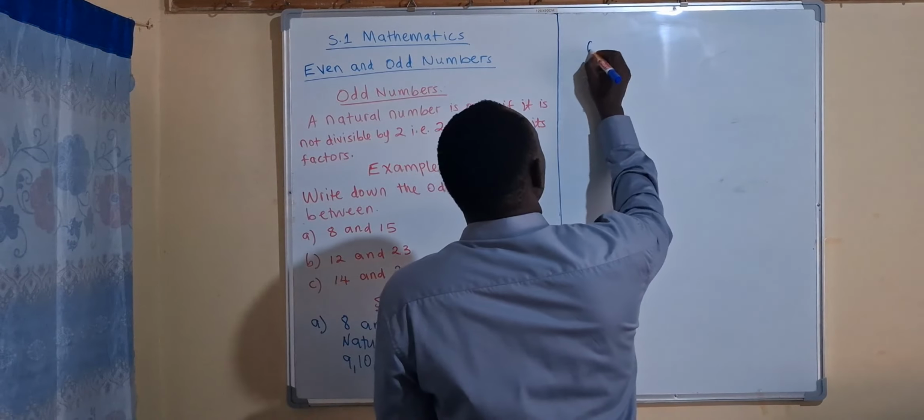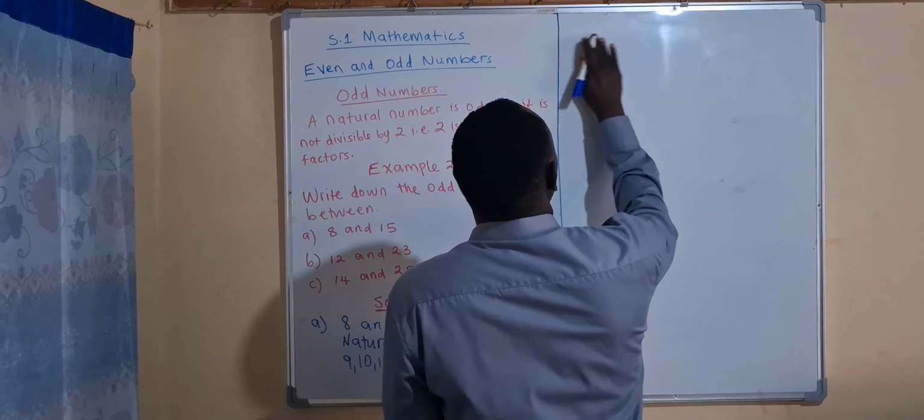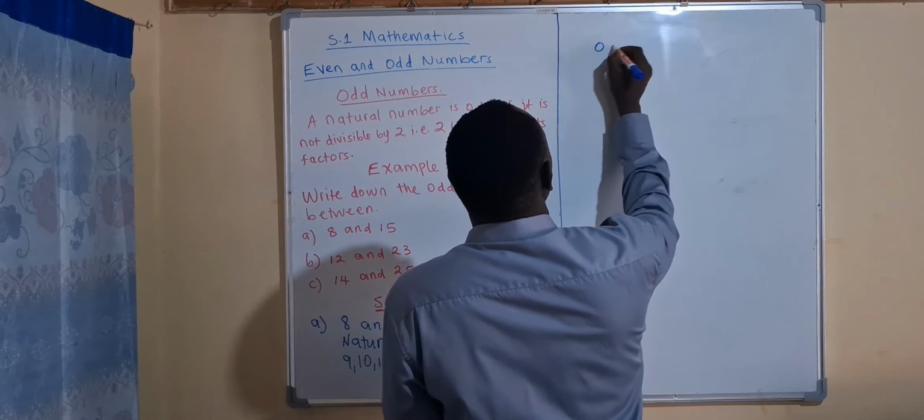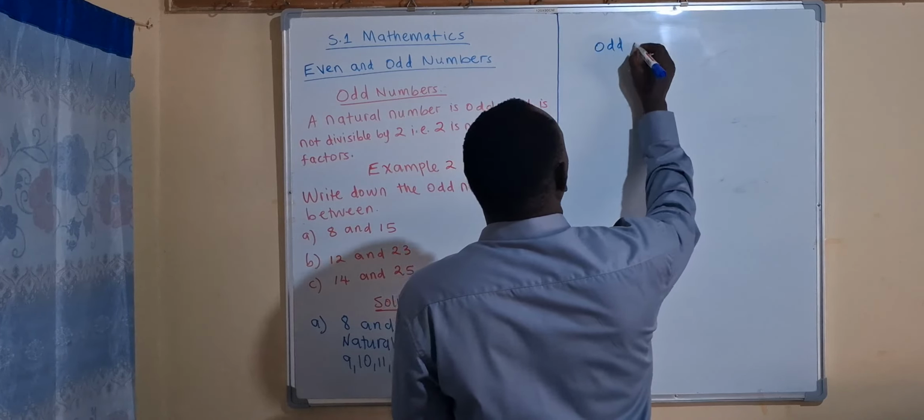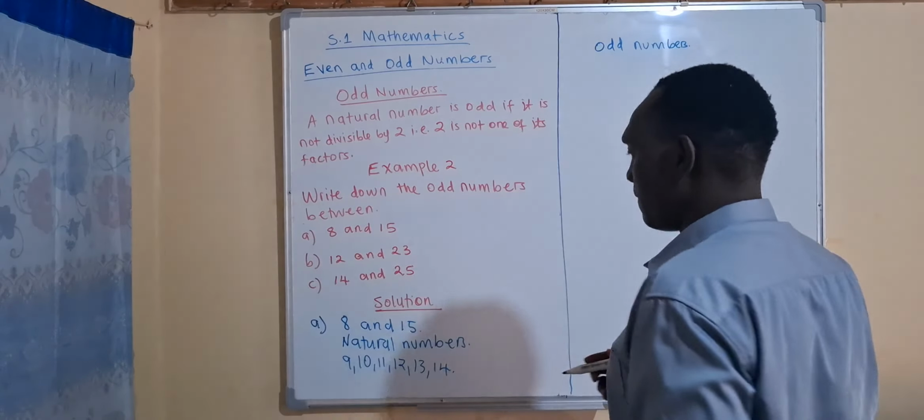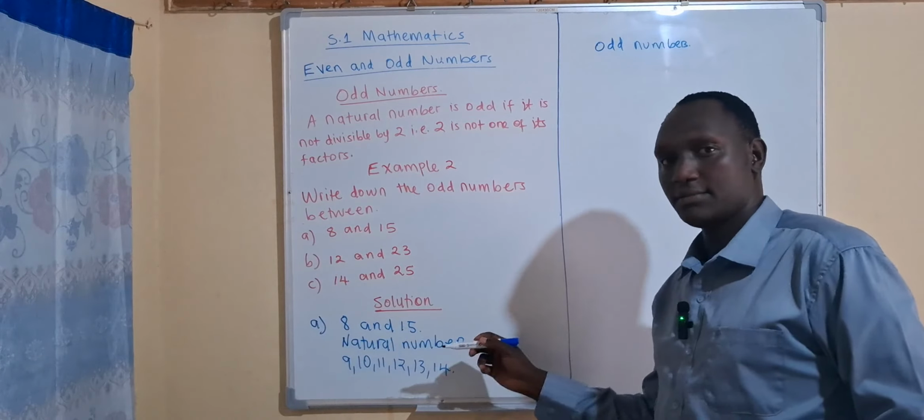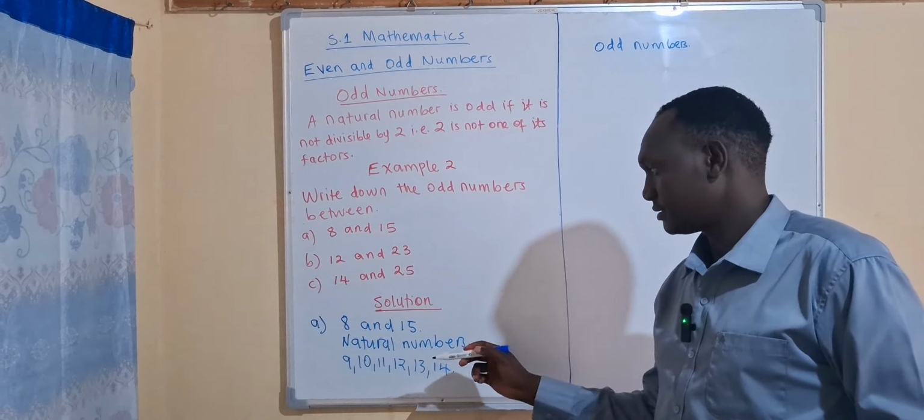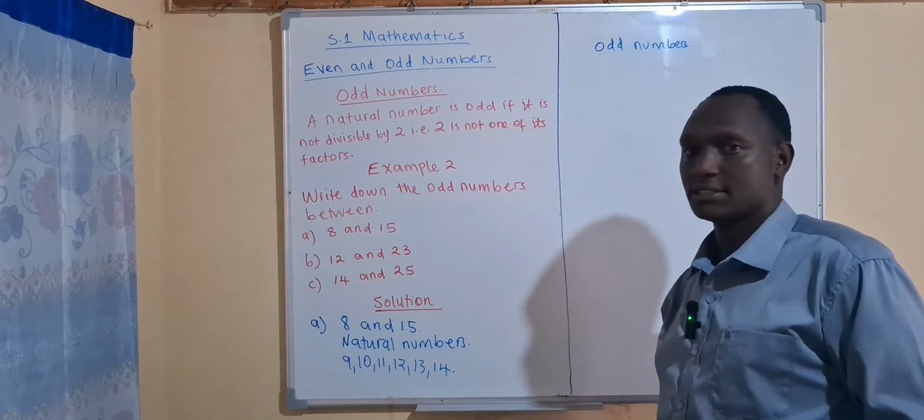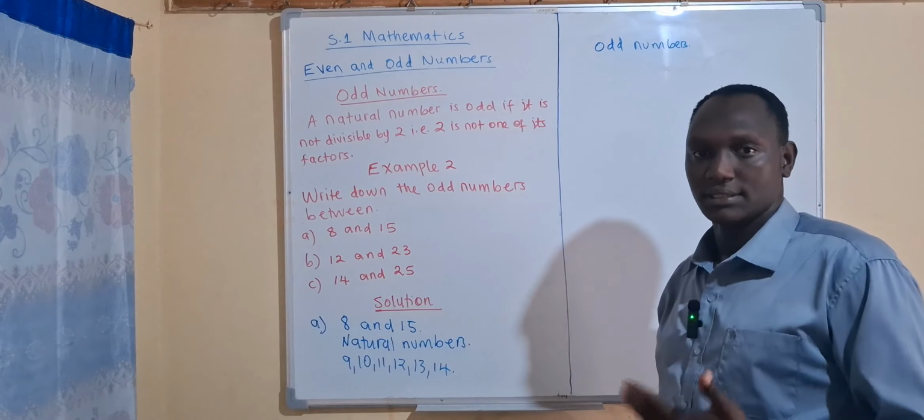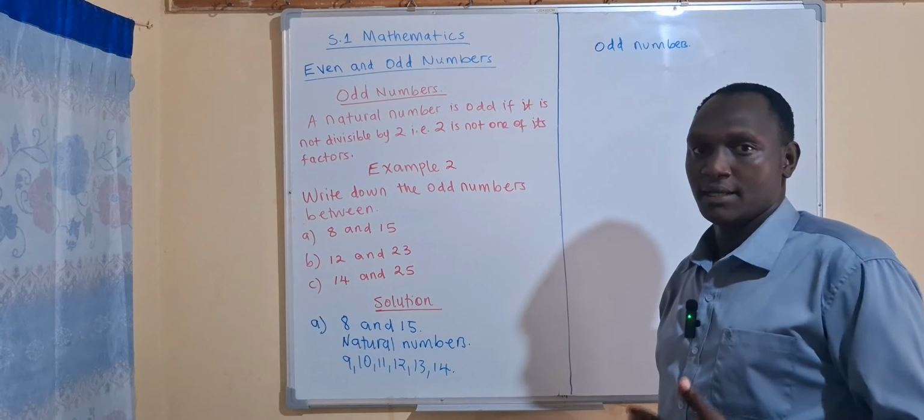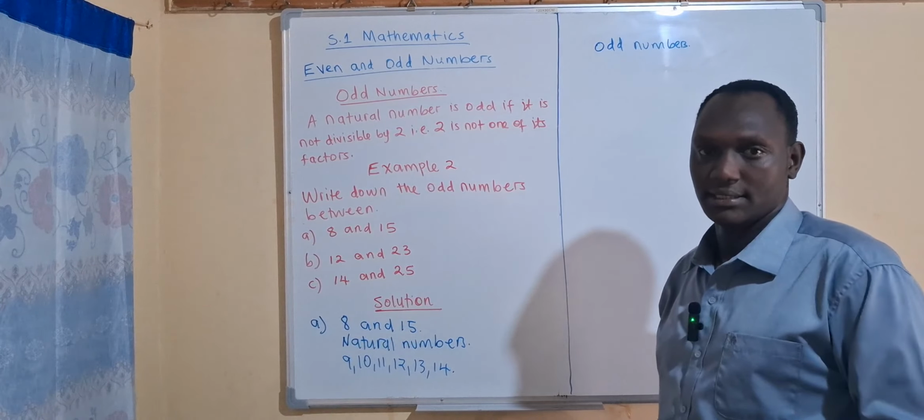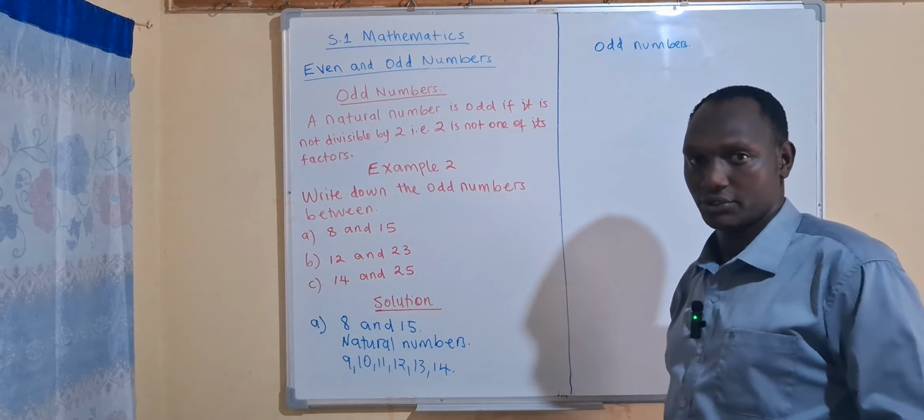To tackle the question, the question says odd numbers. So we are going to look for numbers among these that when we divide them by 2, there is a remainder, and the remainder is more than 0. The remainder should not be 0.